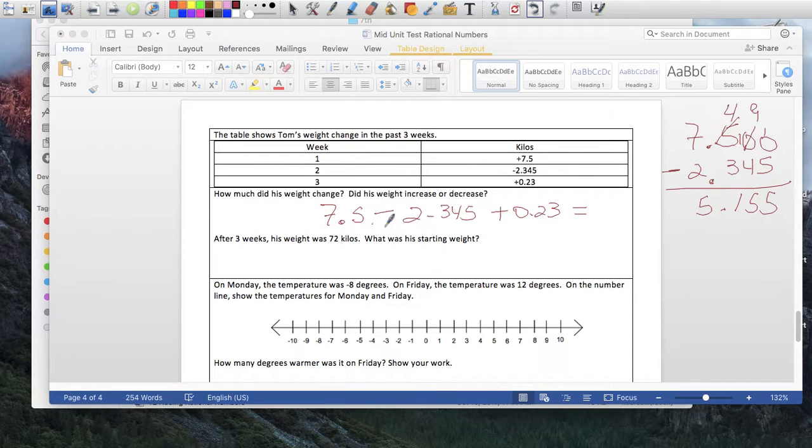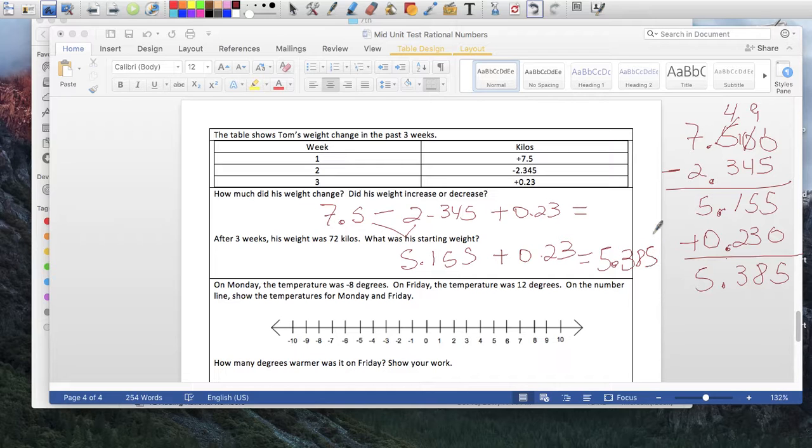So this is 5.155 plus 0.23. So we're going to add plus 0 point, decimal under decimal, add a 0 over here. That's a 5, that's an 8, that's a 3.5. So at the end, after 3 weeks, he actually got a little chubbier. He gained 5.385. So after 3 weeks, he was 72 kilos.